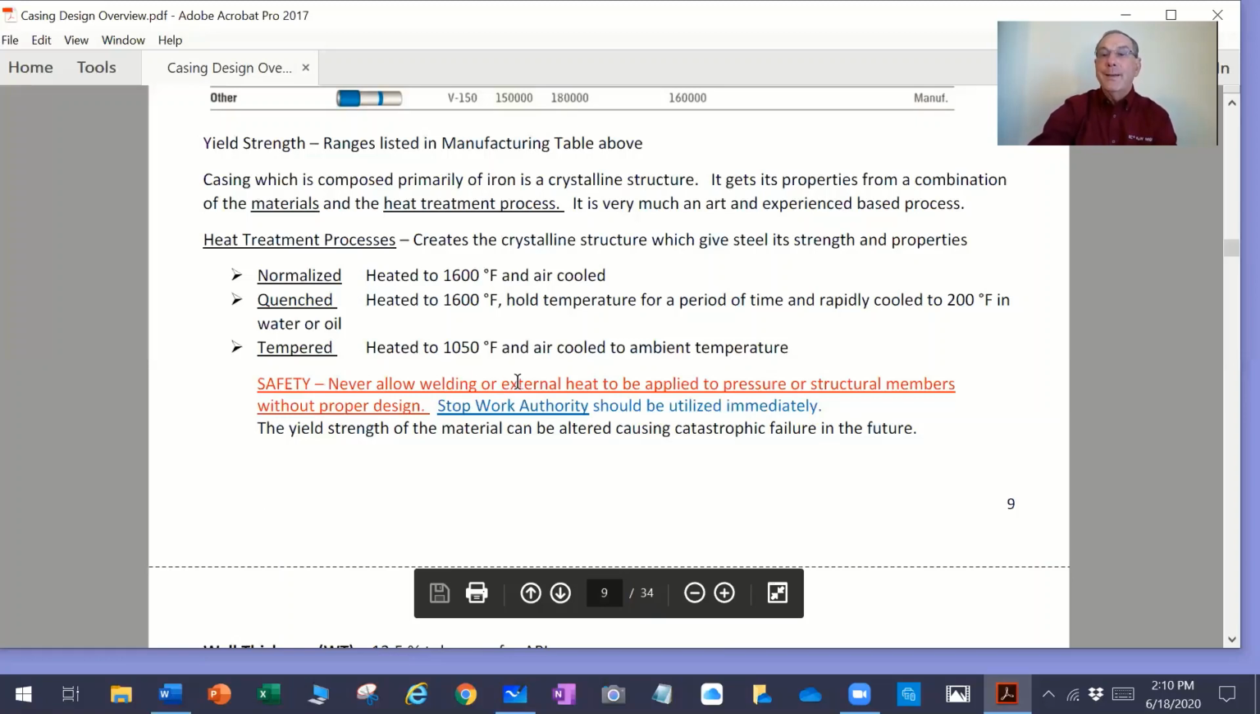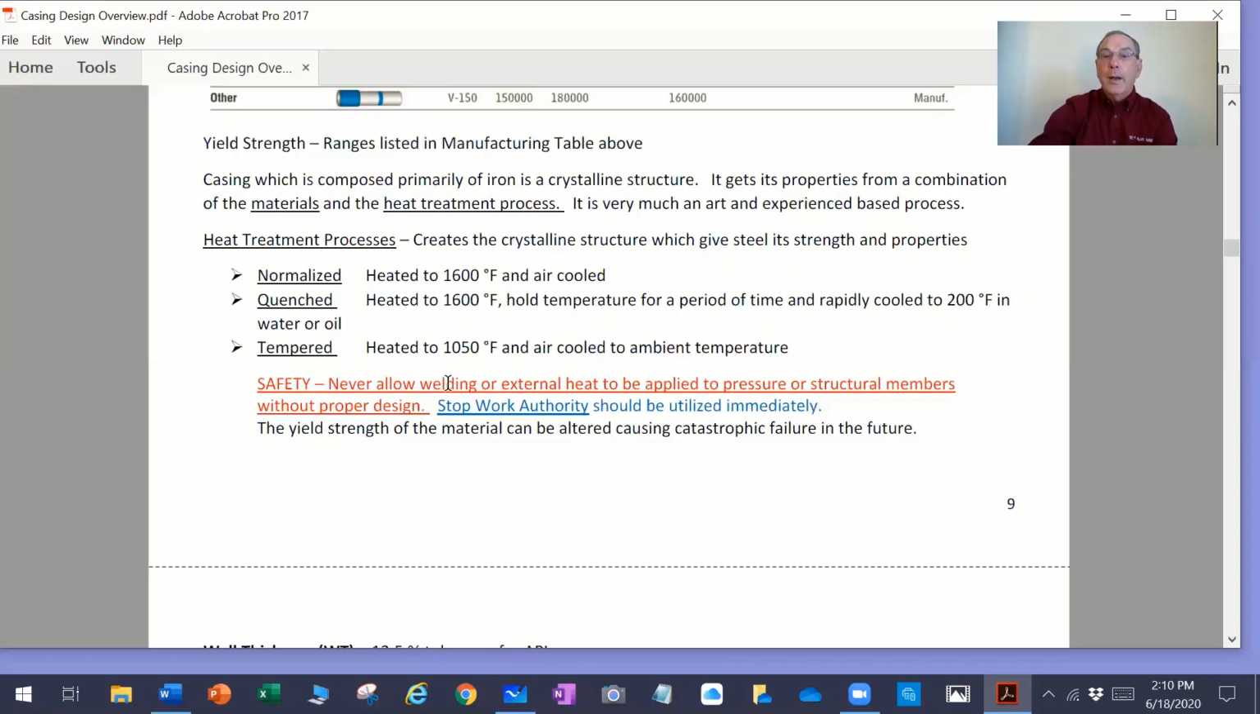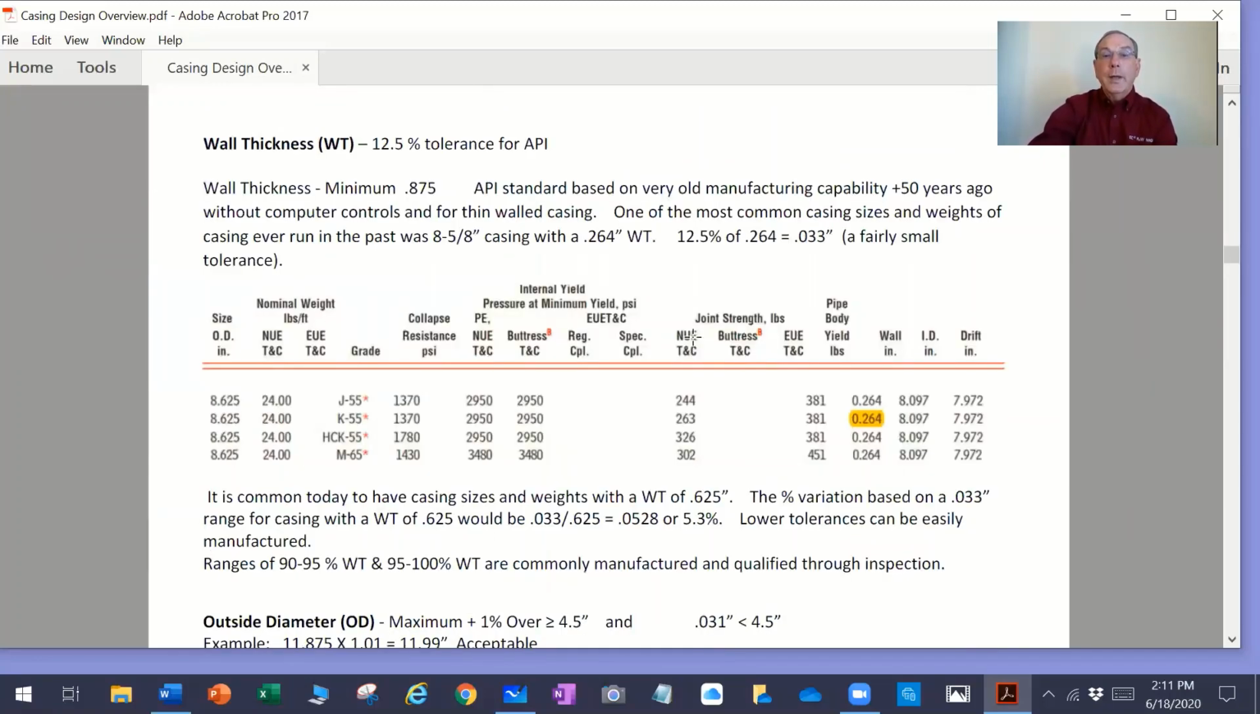Nothing happens right then and there. So in other words, you do that welding on there, nothing happens, but then 6 years later, something is going on and you exceed the yield strength, that leg fails, and it's a catastrophe. So you just don't do that. So stop work authority should be utilized immediately before welding or heating on anything that holds pressure, like a pressure tank or a structural member. Just don't do that. The yield strength of the material could be altered, causing a catastrophic failure in the future. So that's a no-no.